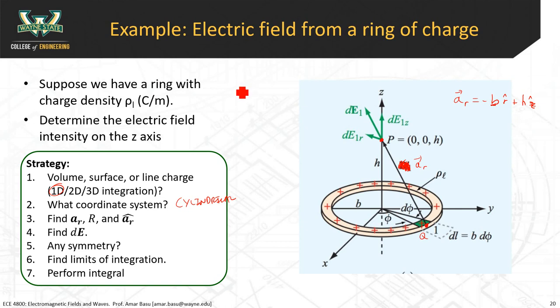The other way you can do this is A sub R, you can just do P minus Q. I'm sorry, you can do Q minus P, my bad. Q minus P. So Q, what are the coordinates for Q? This point Q, what are the coordinates for that in cylindrical coordinates? b, some arbitrary point phi, 0. Okay, so that's the point Q. We're going to subtract the point P. Where is P located? 0, 0, h. Right.